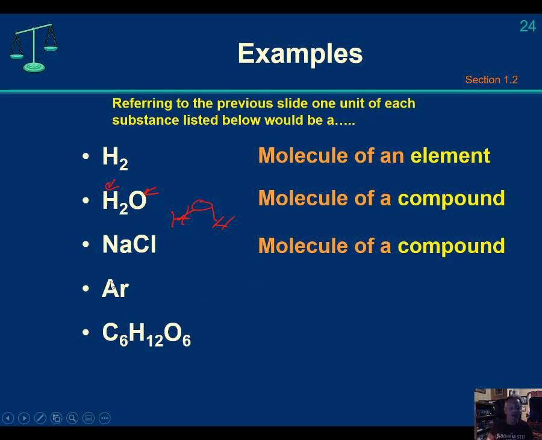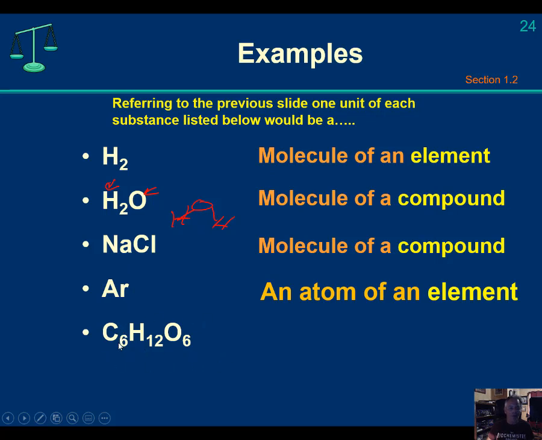Now, argon is a monoatomic element, and so it runs around as single atoms, so we would call this an atom of an element, because if we're talking about the smallest unit of the substance that we call argon.